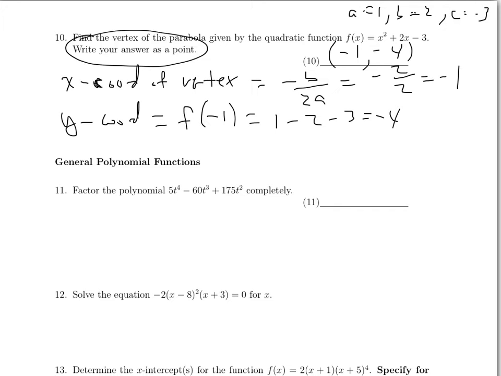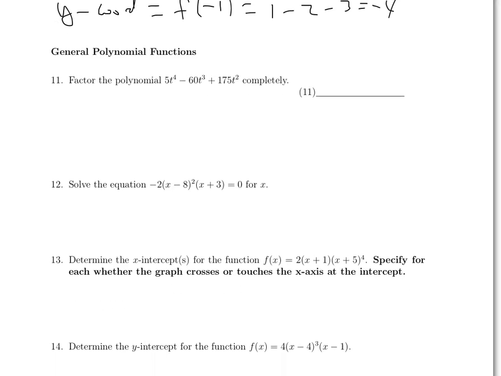Okay, so that's all of the quadratic equation problems, or quadratic function problems on this gateway. The rest of the problems here are going to be about general polynomial functions, which is covered in section 5.1.